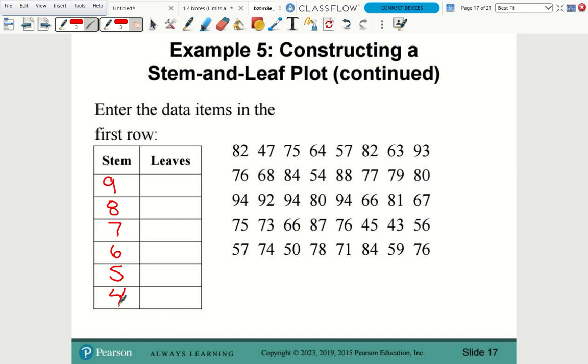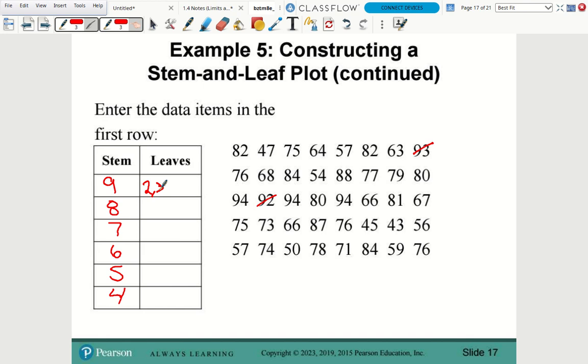Okay, so let's see. Do I have any 90s? No, I don't see 90. Is there any 91s? No. 92? Yeah. Okay, so I got a 92, so that means the leaf is going to be a 2. Do I have another 92? No. 93. Yeah, I have a 93 right here, so I put a 3 right there. Do I have another one? No.